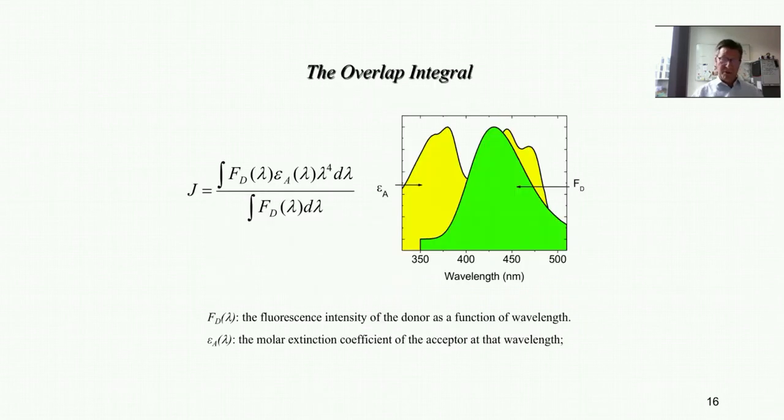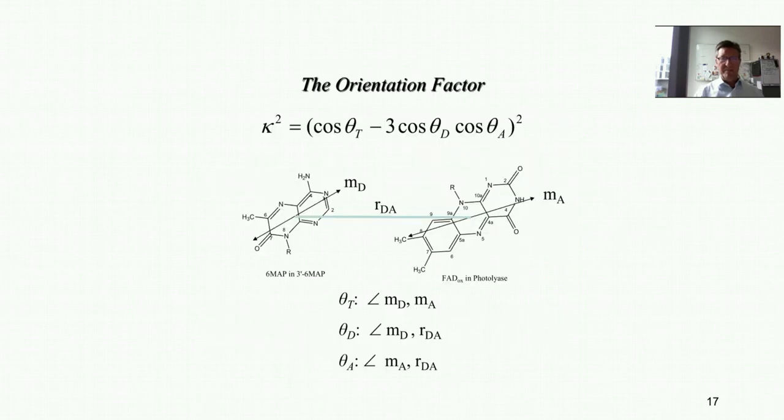The overlap integral, as we said before, is the overlap of the fluorescence of the donor and the absorption of the acceptor. So at every wavelength, you have to do a numerical integration to get a certain number. And the larger this spectral overlap integral is, the better your Förster energy transfer is. So that is the overlap integral, a very important part of the Förster mechanism.